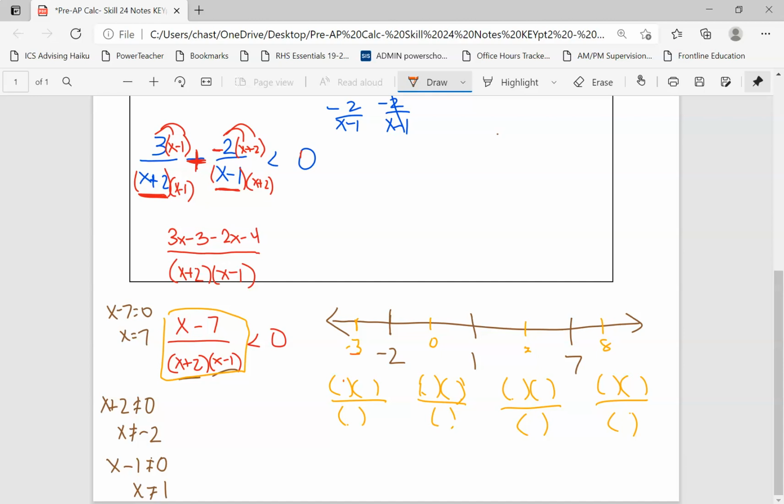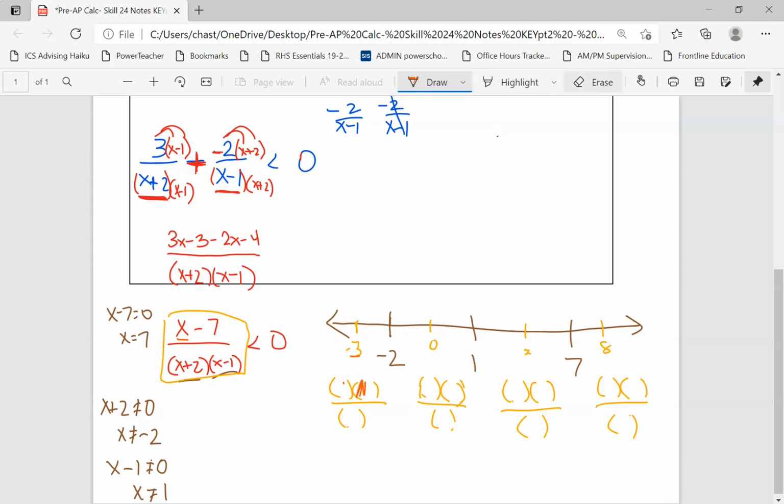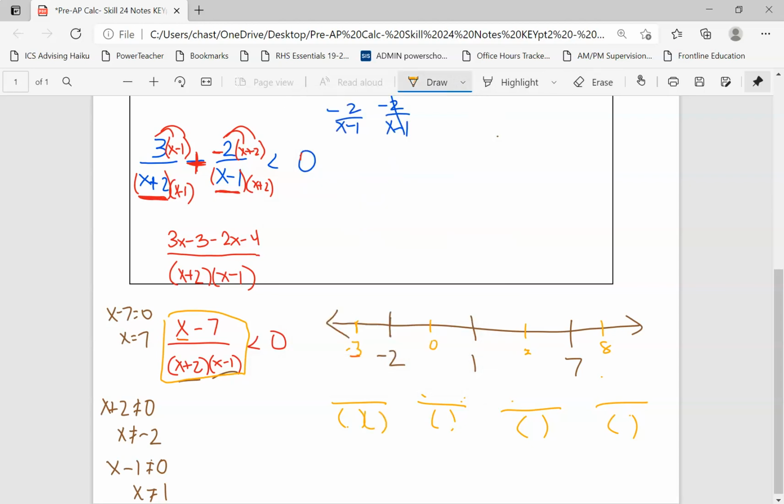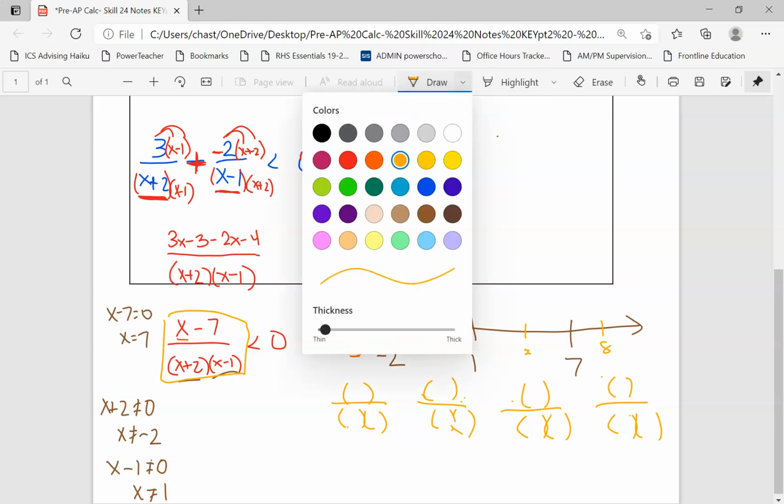So negative 3. Negative 3 minus 7. Whoops, I did my factors backwards. Sorry, I should have had 1 on the top and 2 on the bottom. Let me fix that. Sorry about that. Okay, now we're on the same page.